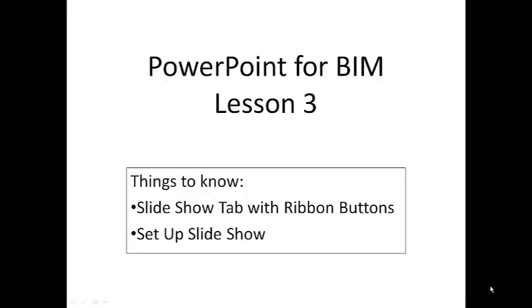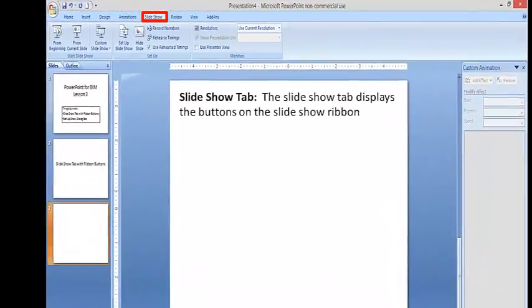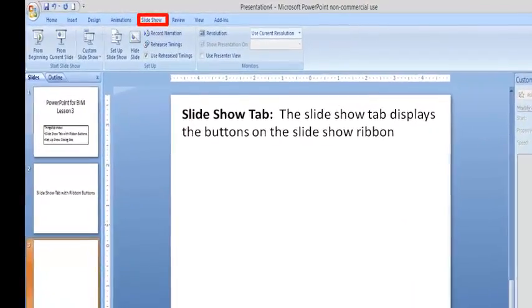PowerPoint for BIM Lesson 3. Things to know. Slideshow tab with ribbon buttons. Setup slideshow. The Slideshow tab displays the ribbon buttons on the slideshow ribbon.